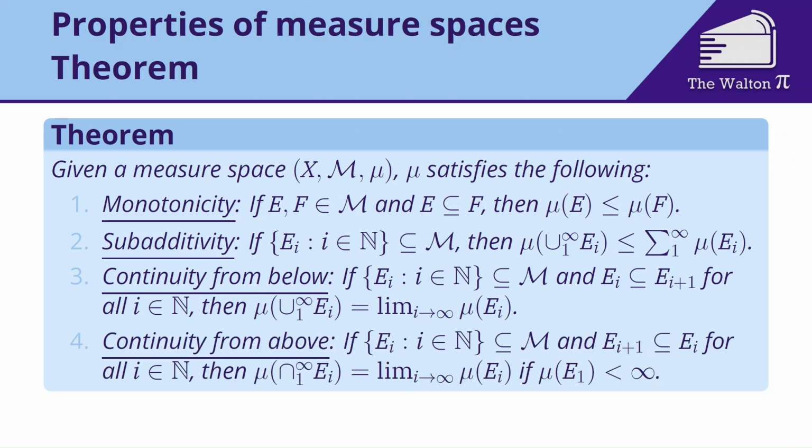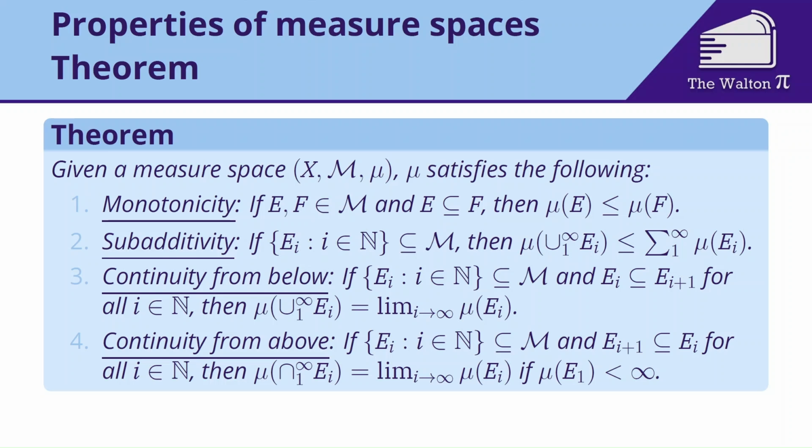And then we also have continuity from above, which has one small change that we have to make. We say that mu is continuous from above if we have, again, a nested sequence, but this time they are getting smaller and smaller. This property holds, and every measure does satisfy this, that the measure of the intersection of all of them is the limit of their measures, as long as the measure of E_1 is finite.